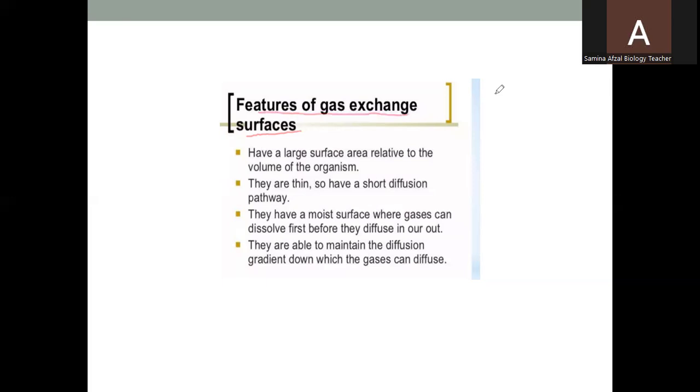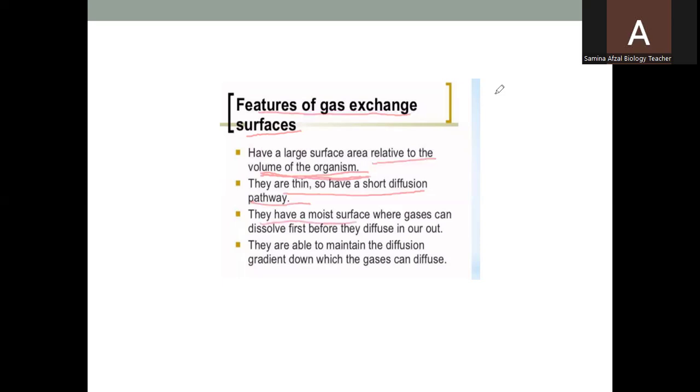The features are: they have a large surface area relative to the volume of the organism. So if there is a large surface area, more gas exchange will take place. They are thin, so they have a short diffusion pathway. So the surfaces are only one cell thick, due to which the gases have to cover a short distance. So it will be very easy.